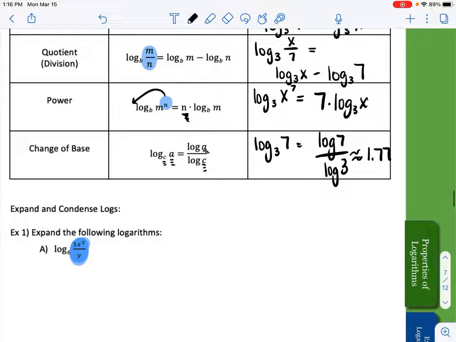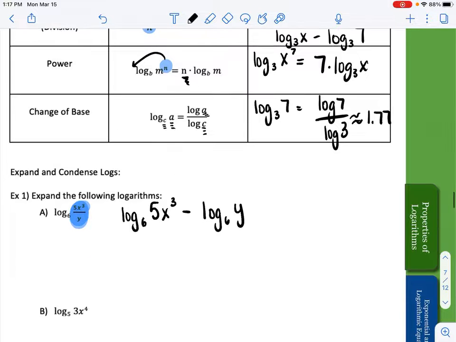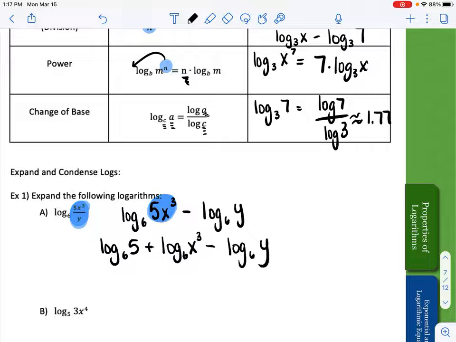So I see division, we have the same base of 6 for both of them. So we have log base 6 of 5x cubed is subtracted by a log base 6 of y. From here, I'm highlighting what I see. I see multiplication. So I'm going to split this one apart. So I have log base 6 of 5 plus log base 6 of x cubed minus log base 6 of y. Don't forget that one.